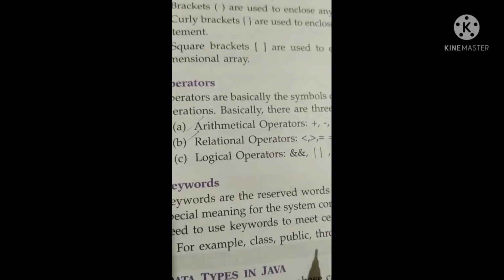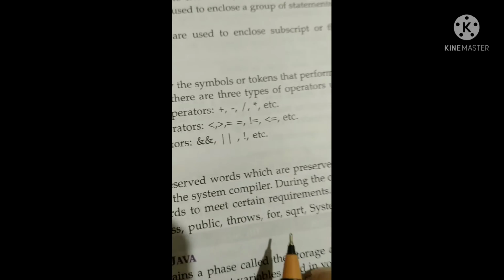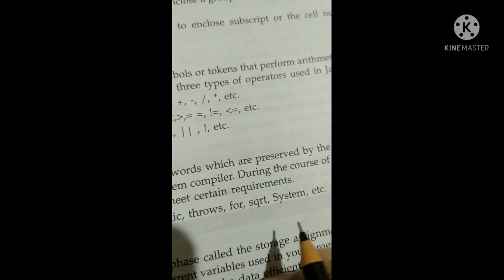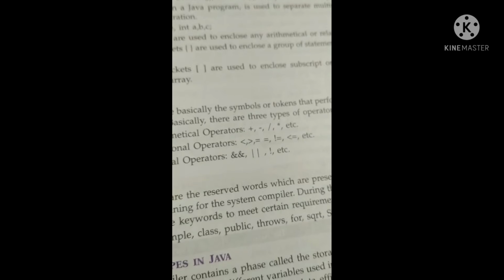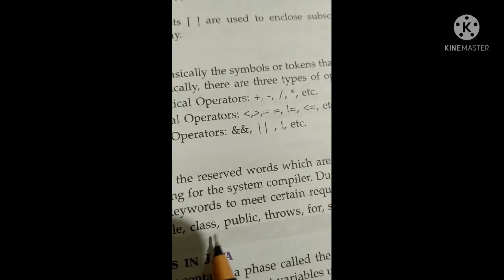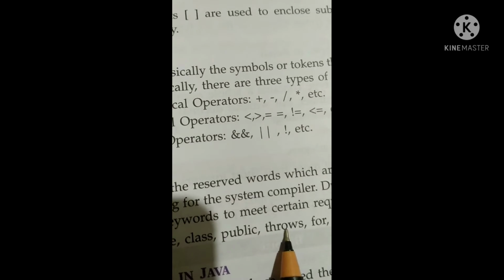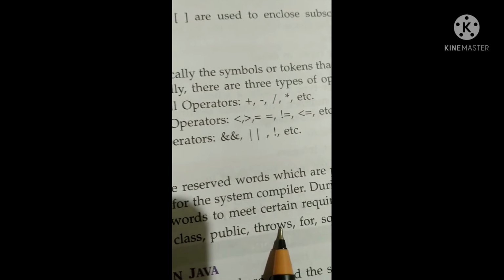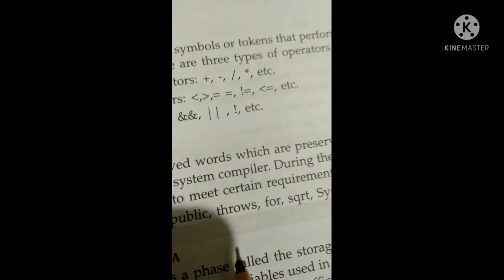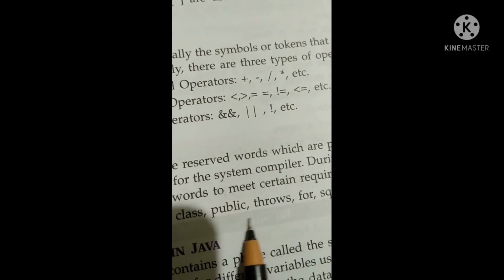Like throw, class, public, for, system, these words' meanings are already defined in the compiler. If we write any variable name or constant name in the program using these words, it will not be accepted. Okay, it will not be accepted.